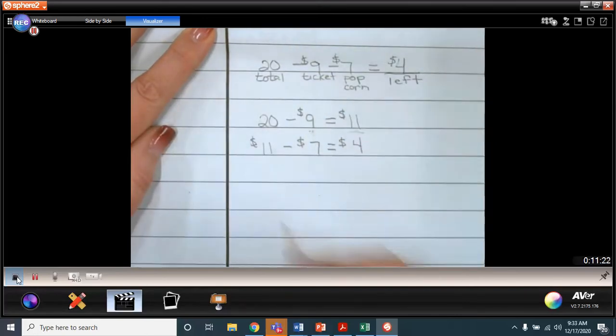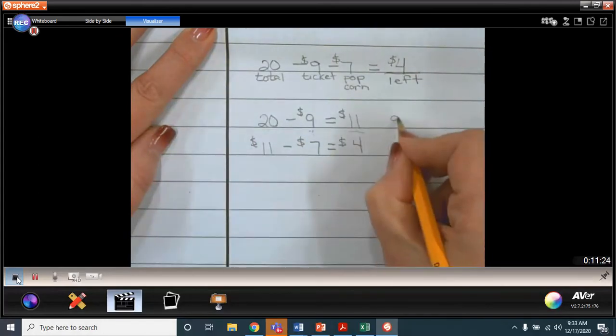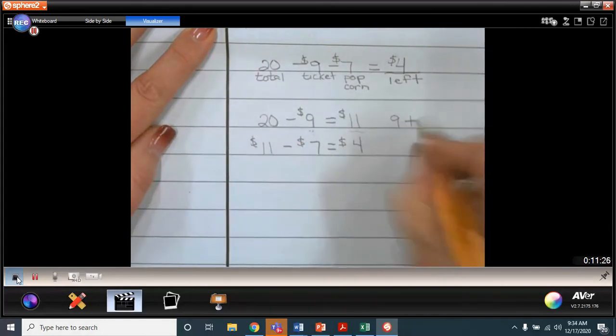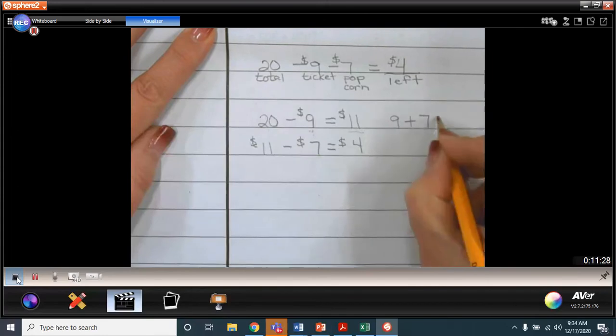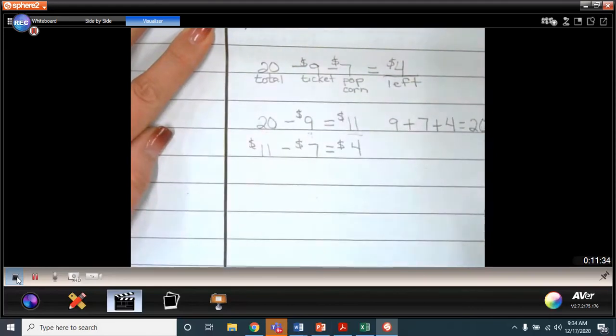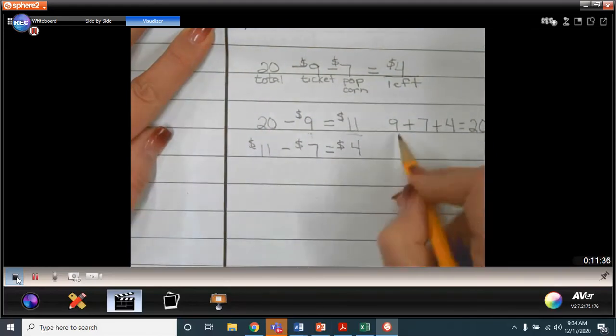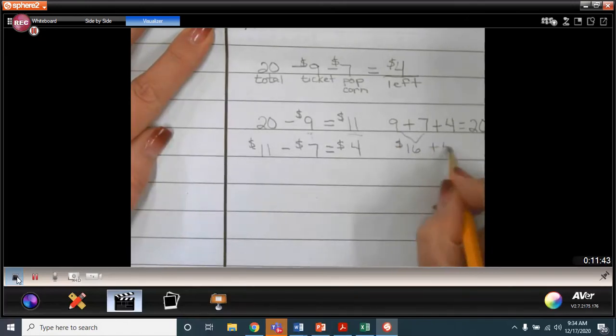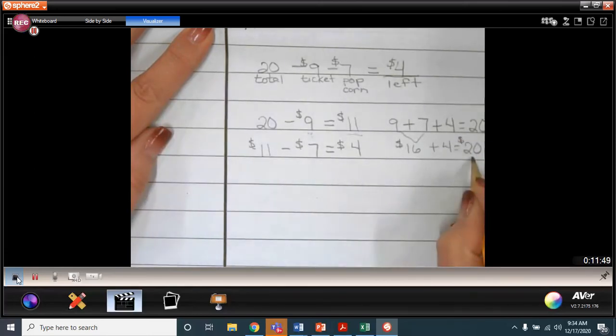Now, to double check this, I could use addition. So the ticket, the popcorn, and what she has left should equal the $20 that she had total. So 9 and 7 is 16, and add 4 more to that, you get 20. So it checks out. You're checking your subtraction using addition.